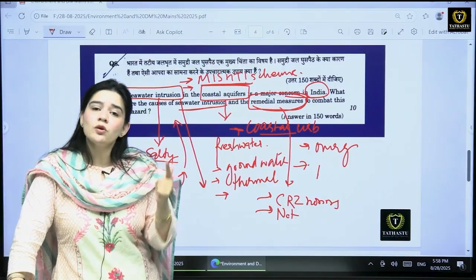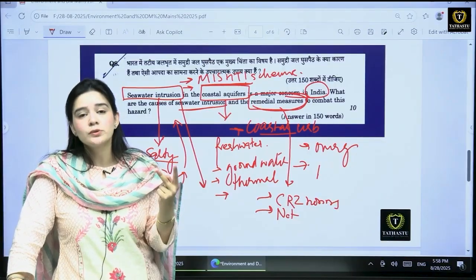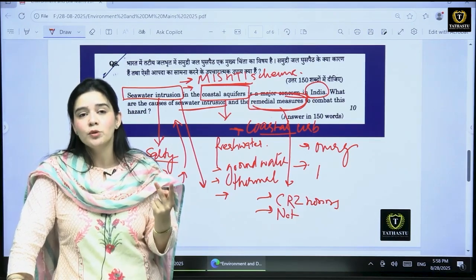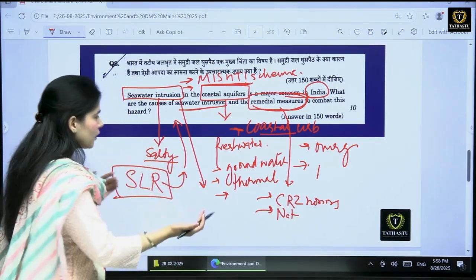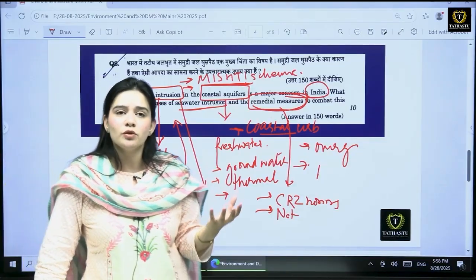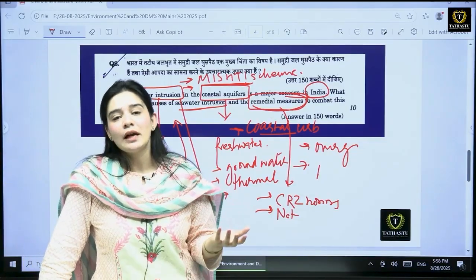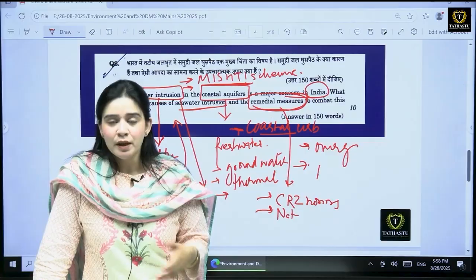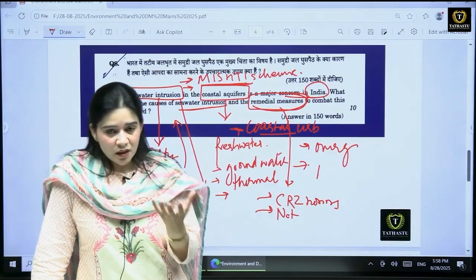So crops will not be able to grow, right? If crops are growing then of course yield would be affected. So crop yield is affected. Of course, the economy, the agriculture major sector would be affected. And ultimately the livelihood of the people would be affected. Salt water can also cause infrastructure damage.